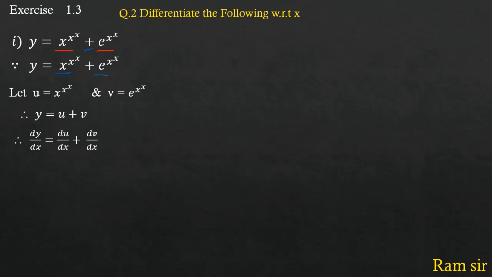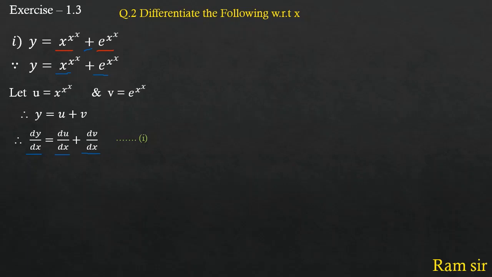मतलब y का डेरिवेटिव लिया तो u का भी डेरिवेटिव लेना पड़ेगा और v का भी डेरिवेटिव लेना पड़ेगा. As we discussed, derivative is a linear operator, directly separated on plus sign. So we will mark this as equation number 1. Now we will find out the derivative of u as well as the derivative of v separately, and we'll update that value in equation number 1 so that we get the value of dy by dx, which is our requirement.